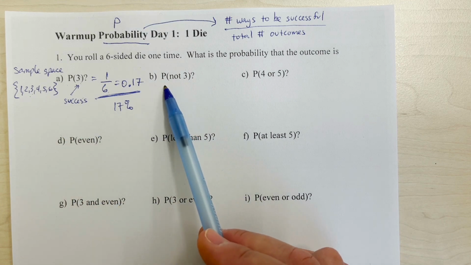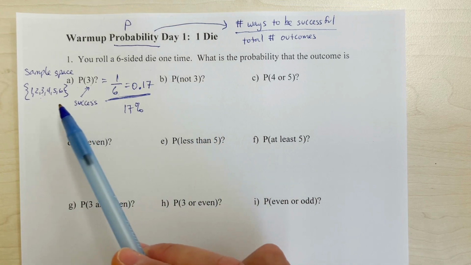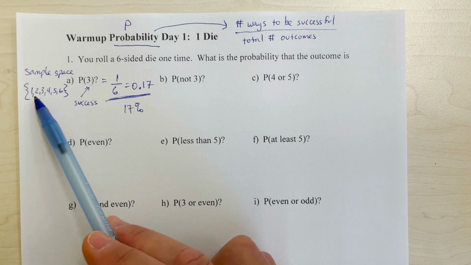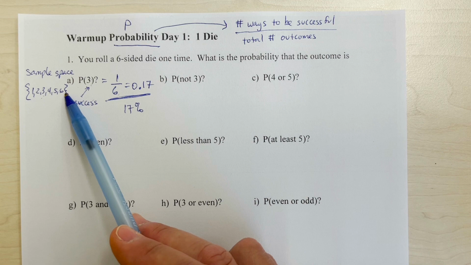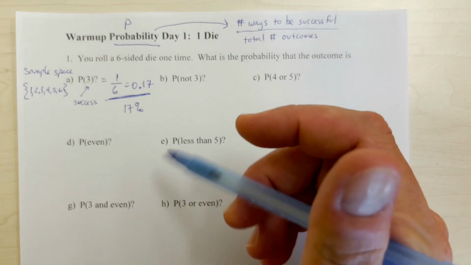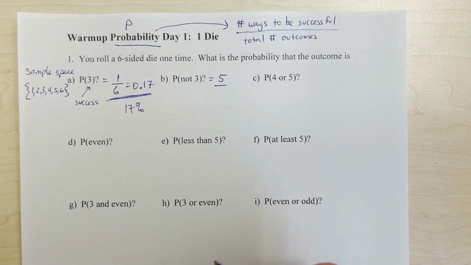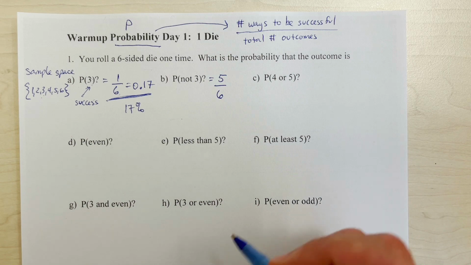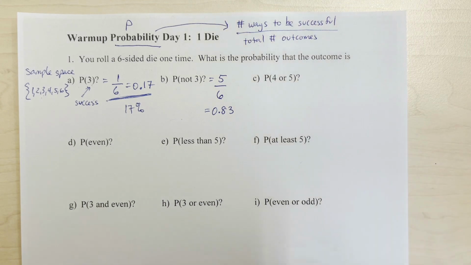How about the probability that it's not a 3? So we roll the die and we get something other than a 3. How many ways can we not get a 3? We could get a 1, a 2, a 4, a 5, or a 6. So there are actually 5 ways that we could get that out of how many total outcomes? Well, there are 6 outcomes when you roll a die. And 5 out of 6 as a decimal is 0.83 repeating. I'll round it to 0.83.